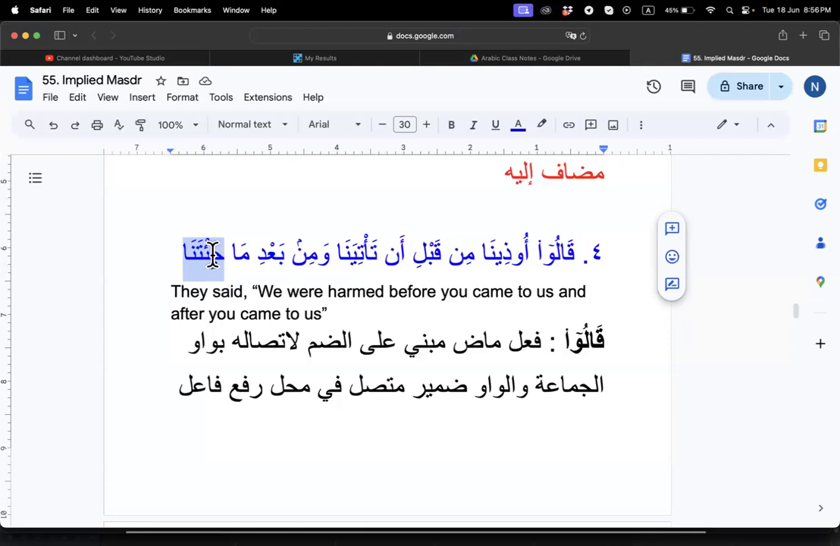What I have understood is that if we have zarf like qabla or ba'da, and after that we see an or ma, it has to be masdar. I won't say yes 100% because I cannot recall at the top of my mind if I've ever seen a mausul after that. But most probably it is masdariyah, because usually after ba'da or after qabl, you use an ism masdar, like ba'da rujuk, for example. Yes, exactly. That's what I think.